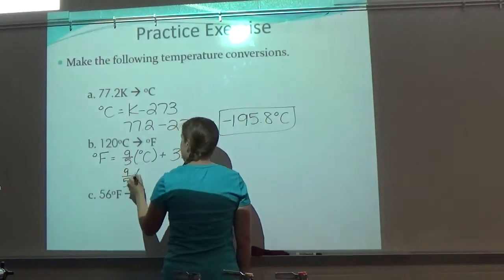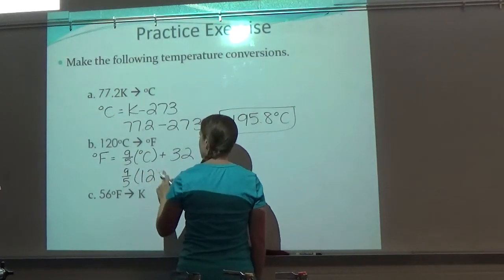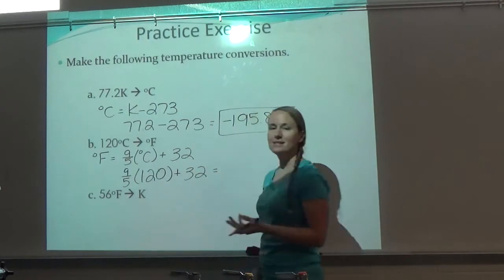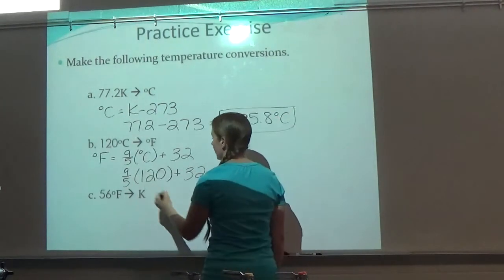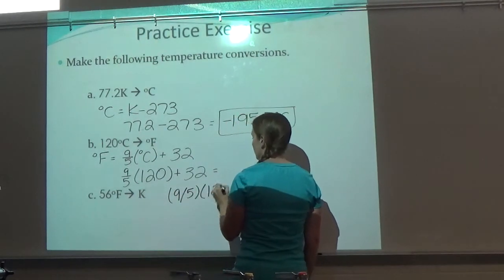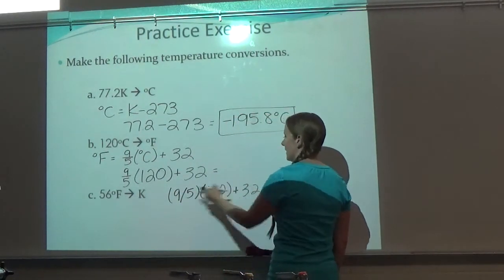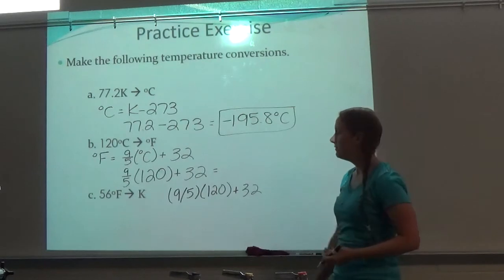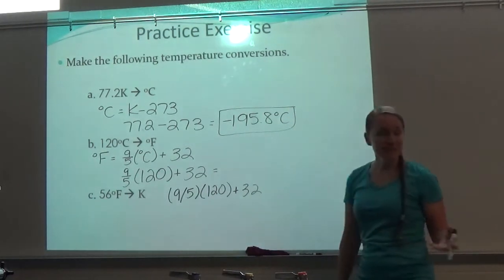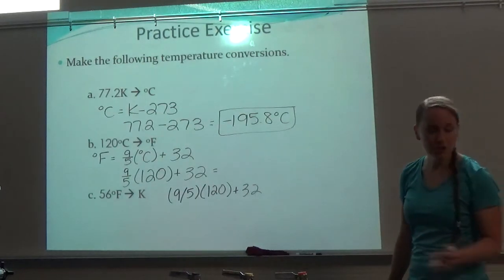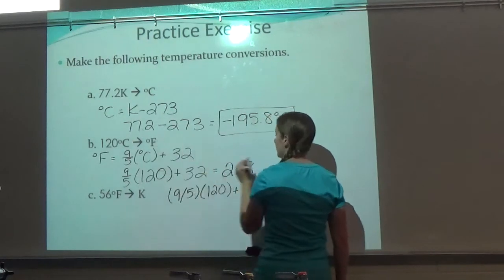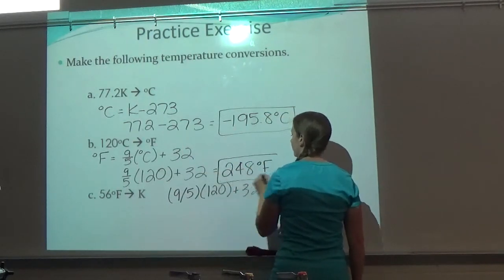So 9/5 times 120 plus 32. When I put this in the calculator, I literally just put it in like this: parentheses, 9 divided by 5, parentheses, times 120 plus 32. That's how I put that in the calculator. If you don't have that fractions button, you can just put it in like this. Once I solve that, I end up getting 248, and my unit is degrees Fahrenheit.